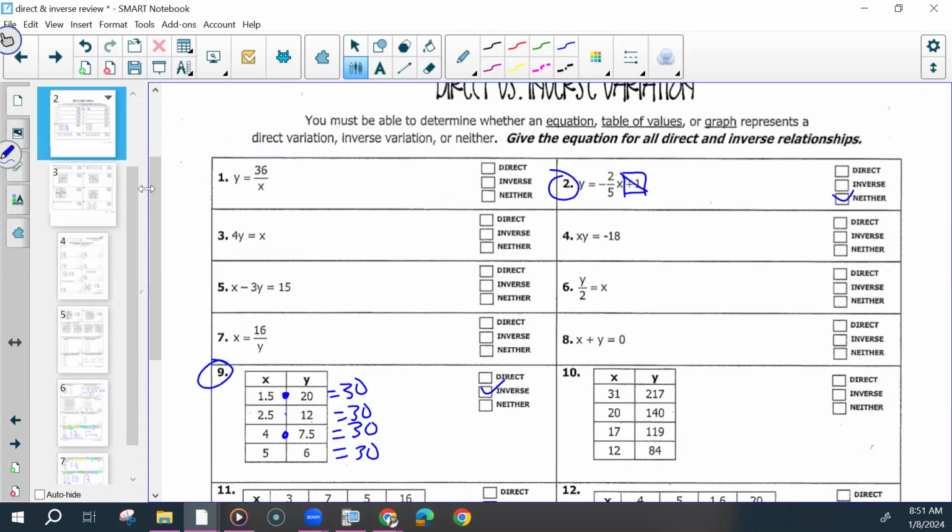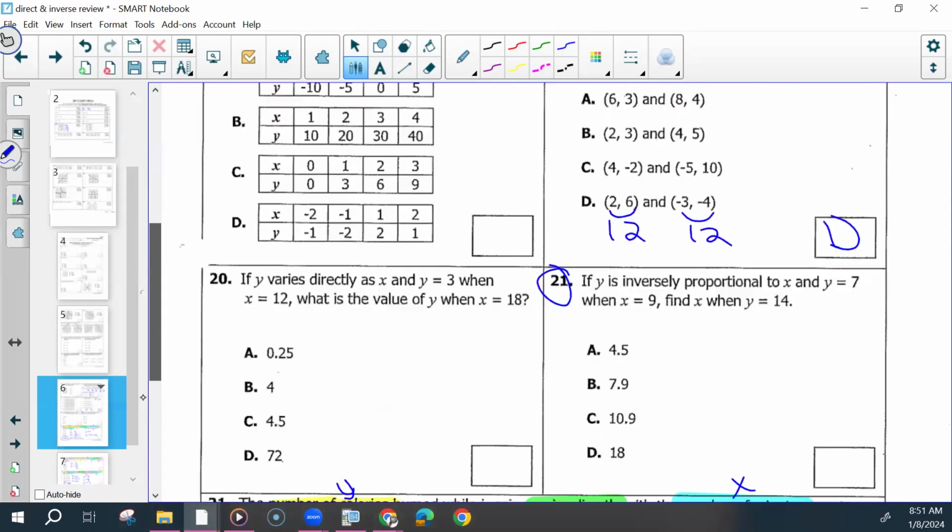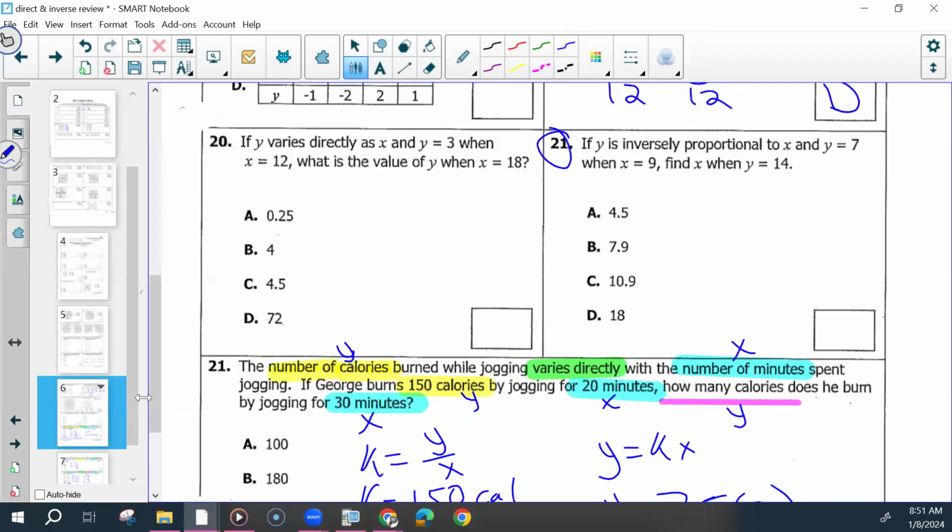Jump back to the page that had 1.1. So for this one, if y is inversely proportional to x and y equals 7 when x equals 9, find x when y equals 14. So this is just like the word problems, just not in word problem format. So find your k first by multiplying y and x since it's inverse. So the two numbers we know, 7 and 9. So that k is what value? 63.